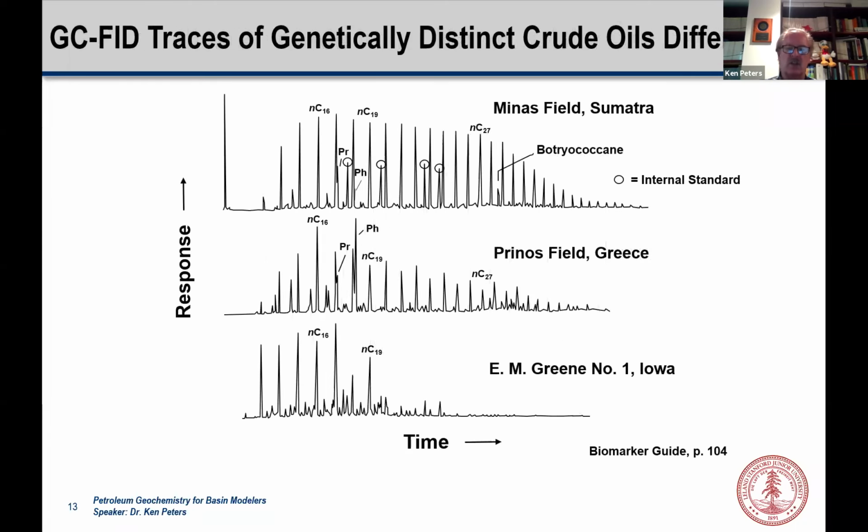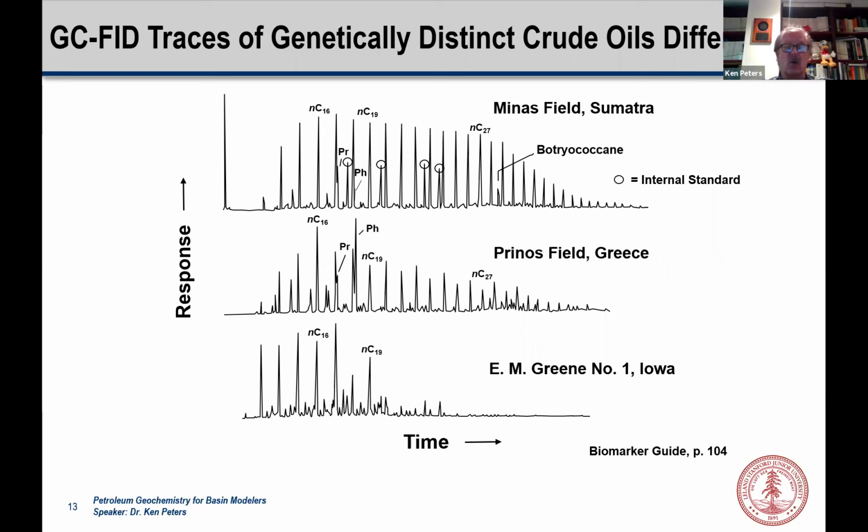So let's look at a few GCs. Here are some GCs from different parts of the world. This one we call a nice waxy crude oil. We've got some internal standards here that I've circled to help us figure out where we are. There's the pristane and the phytane. Notice the ratio of pristane to phytane. And there's a peak here you can actually see. It's big enough. It's called botryococcane. That's a classic biomarker that comes from Botryococcus, which is a lacustrine alga. We know that this oil came from a lacustrine source rock. And look at the big paraffin peaks, the big n-alkane peaks, lots of them. And we would describe this as a waxy crude oil.